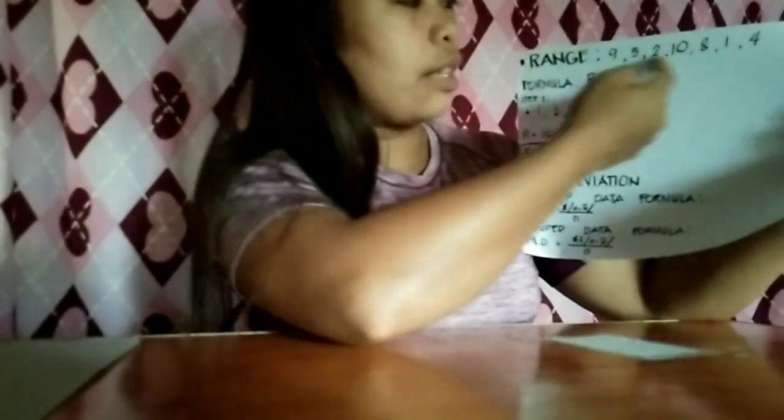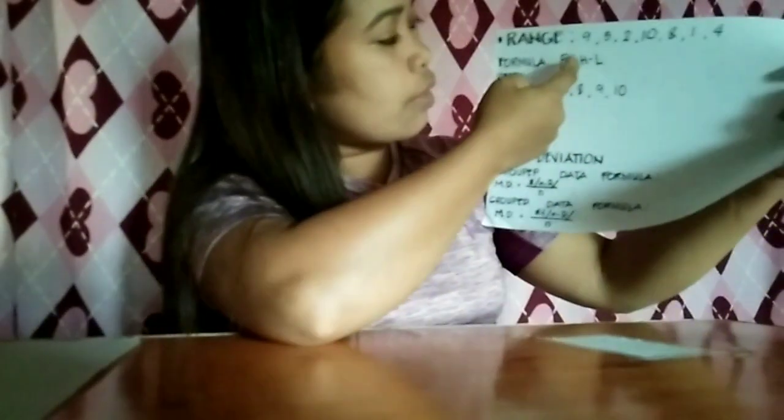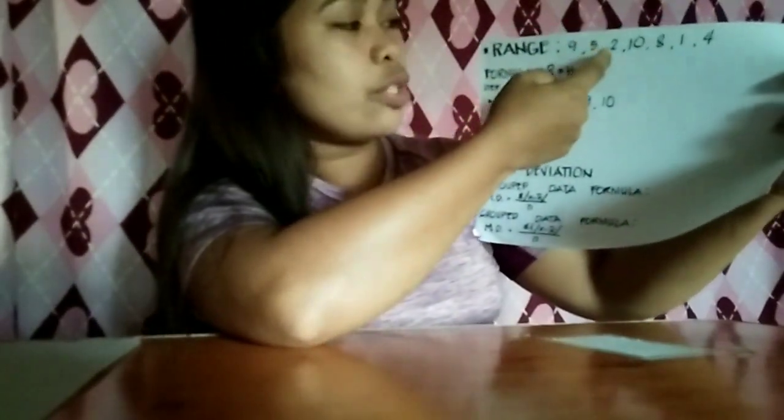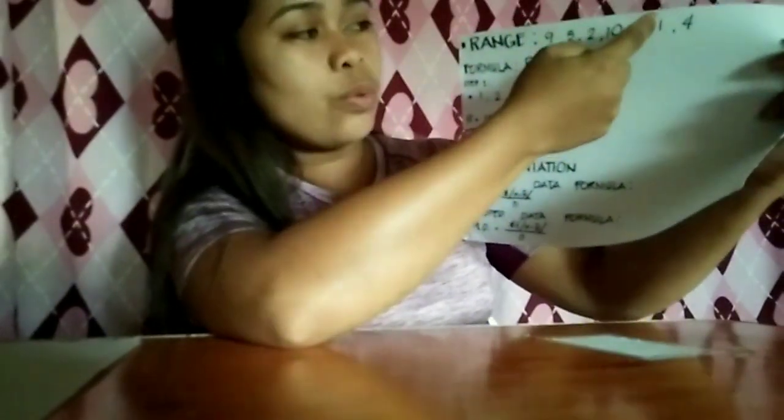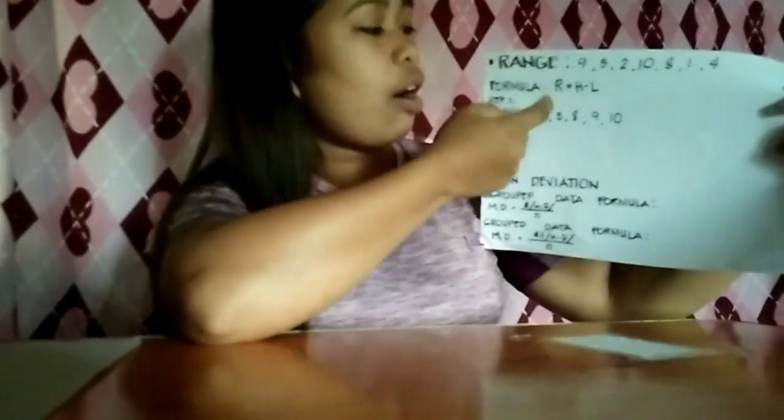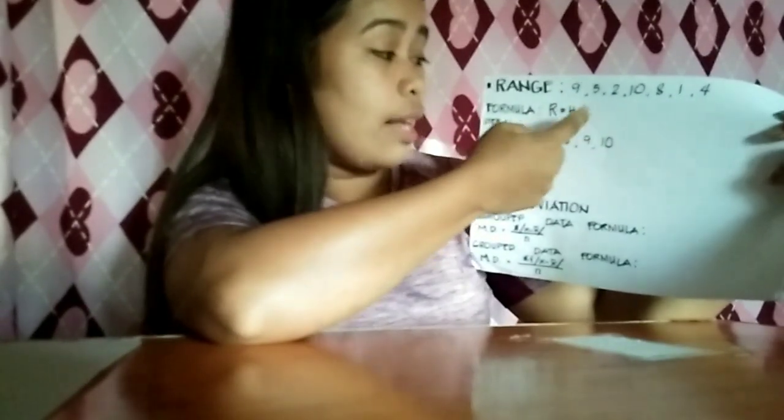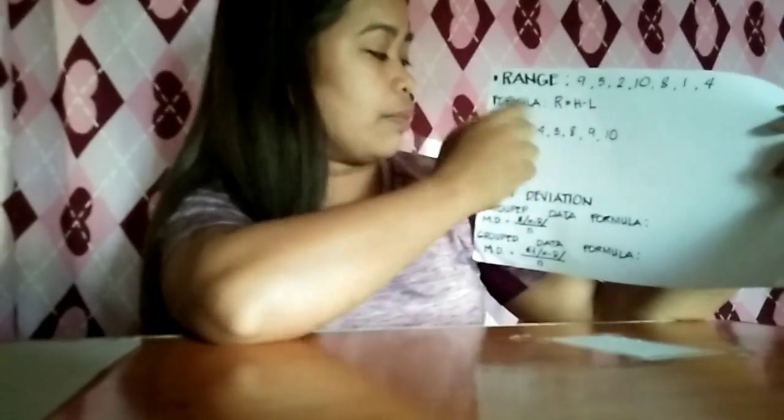We proceed to the range. This is an example of range. The set of data that I gave is 9, 5, 2, 10, 8, 1, and 4. The formula of range is R equals H minus L, where R stands for range, H stands for the highest value, and L stands for the lowest value.